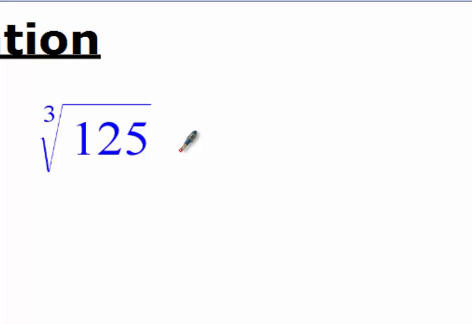Okay, what about the cube root of 125? Is my answer going to be a positive or a negative? Positive, and what is the cube root of 125? You guys should know this. You're supposed to have your perfect squares and perfect cubes memorized.